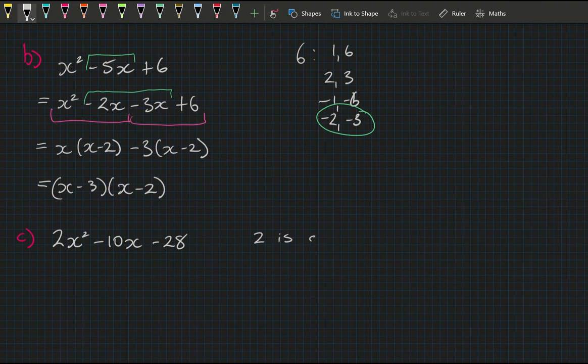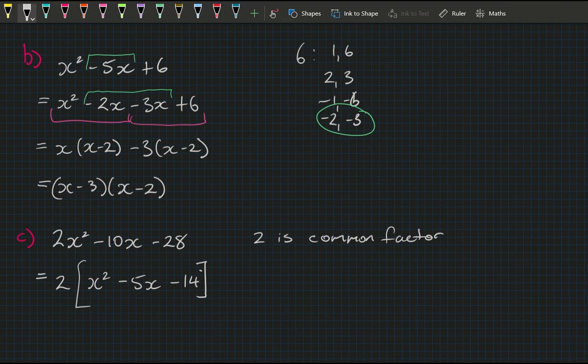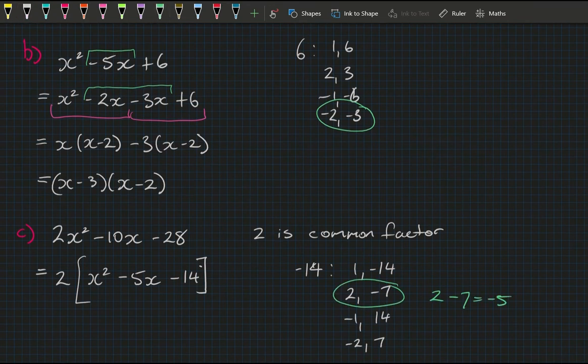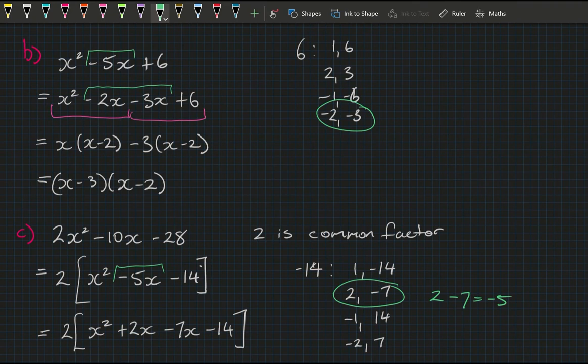And clearly 2 is a common factor. So let's take that out. Now factor pairs of minus 14 are 1 and minus 14, 2 and minus 7, minus 1 and 14, and minus 2 and 7. And 2 and minus 7 add together to make minus 5. So we can rewrite this trinomial as 2 times x squared plus 2x minus 7x minus 14. And once again, you can see that minus 5x has become plus 2x minus 7x.